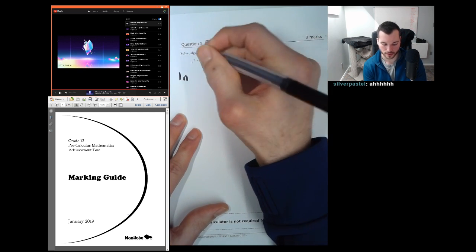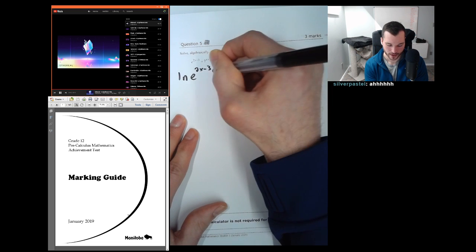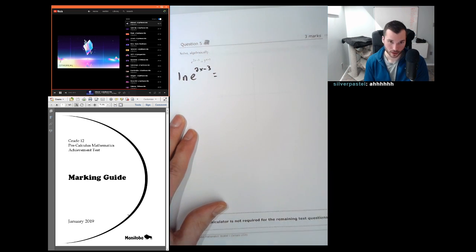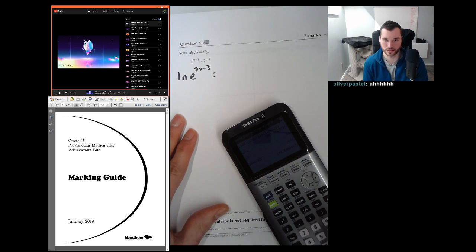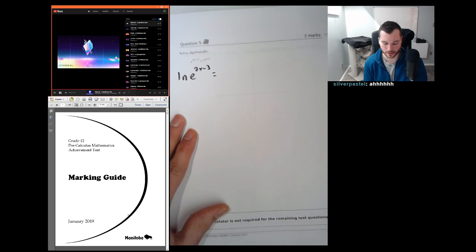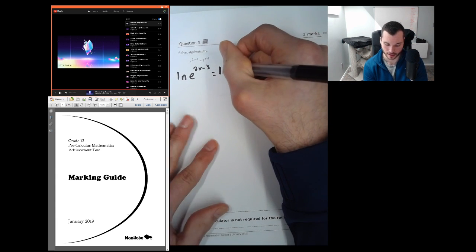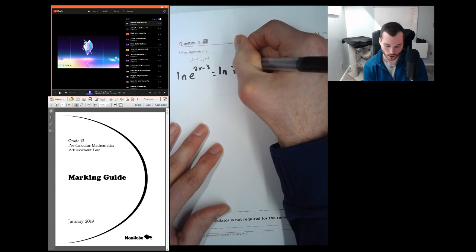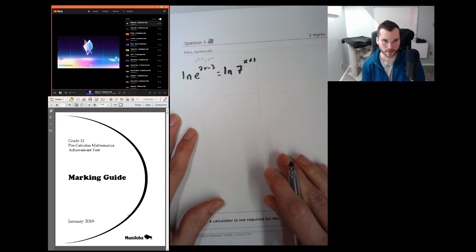The reason why I'm going to be lning both sides and not log base 7 is for a couple of reasons. I can't program my calculator, or let's say I can't, in base 7. Some of you might be able to, which is awesome, so you could do that. However, there's already a ln button on your calculator, so I would just use that instead.